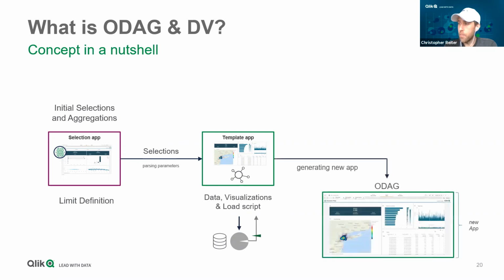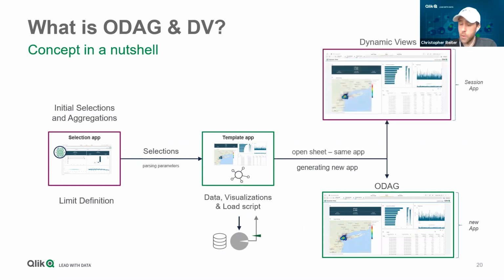So once those are loaded, in the case of on-demand app generation, a completely new app is created, and the user's given that application to do what they will with it. They can extend it, they can slice and dice it, they can schedule it for additional reloads. They have a lot of flexibility there to work with that app.